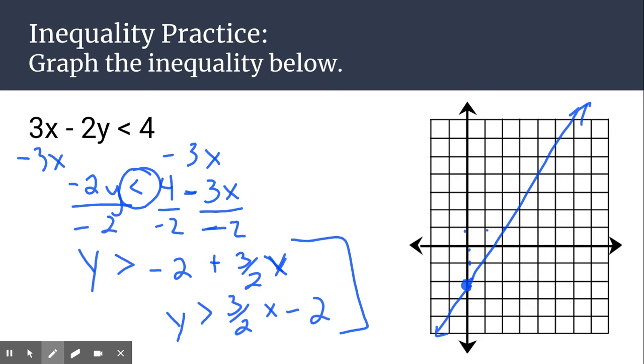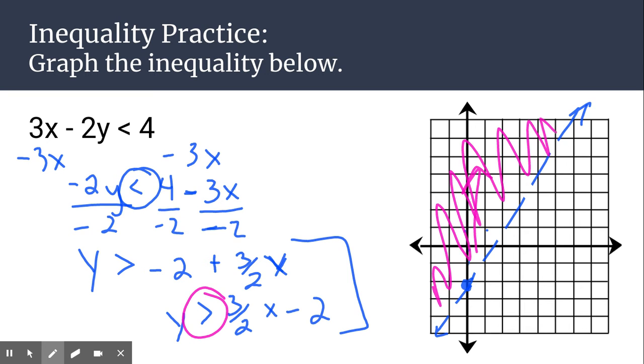I have my arrows. I got to go back to my inequality symbol. It is not equal to, it is just greater than. So I'm going to take my eraser and erase to make this line a dashed line. And I know that this is greater than, so I want the y's that are greater than, or above, my line. So I'm going to shade all of these points over here.